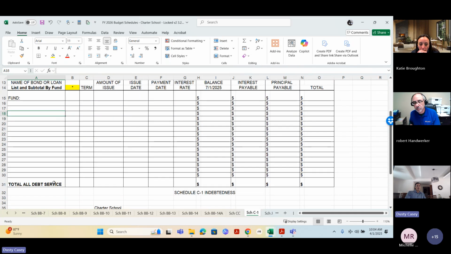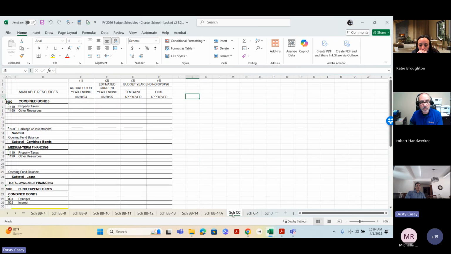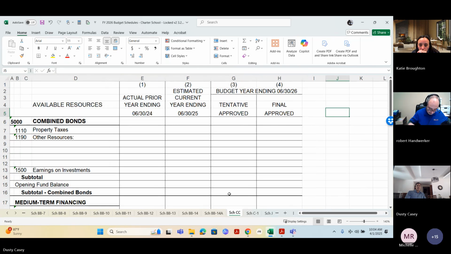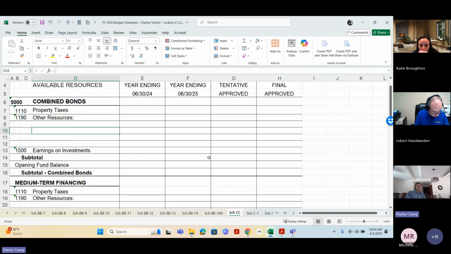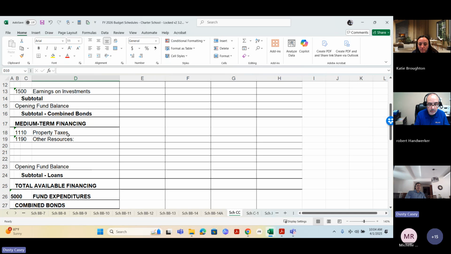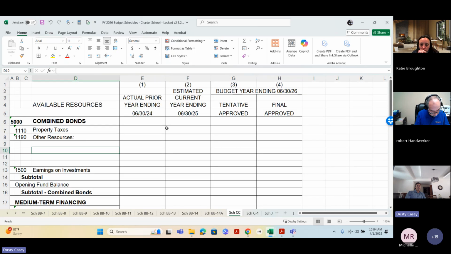Okay, any other questions on C1? Okay, I'm going to jump back to CC. This tab, I'll be honest, I don't think applies to charters, but NDE thinks it might. So this is really kind of a summary of tab C1. But there's stuff in here with property taxes, other resources.